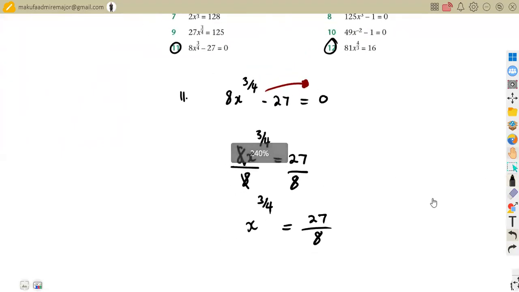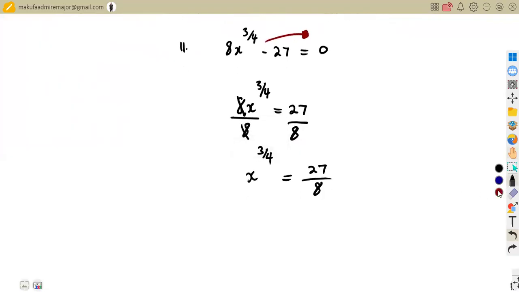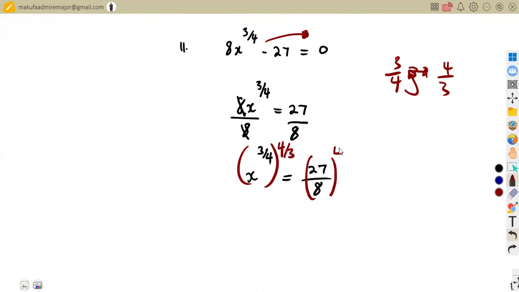From the concept that we talked about, if we are left with x like this, that is what we are considering. Find the reciprocal of the exponent, 3 over 4. That will be 4 over 3, just interchange. So we raise this to the exponent of its reciprocal, 4 over 3. This also to the exponent of that same reciprocal, 4 over 3. If we multiply the exponents, we get 1. So x to the exponent of 1 is equal to this whole part raised to the exponent of 4 over 3.